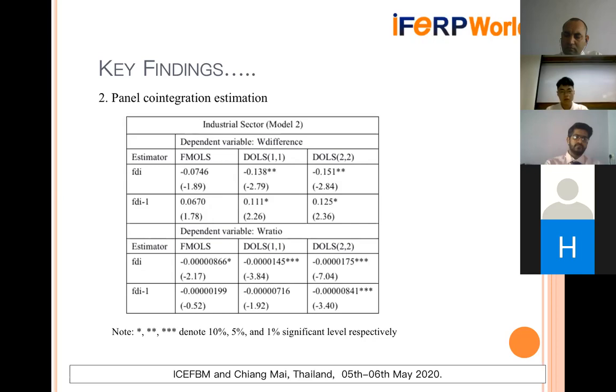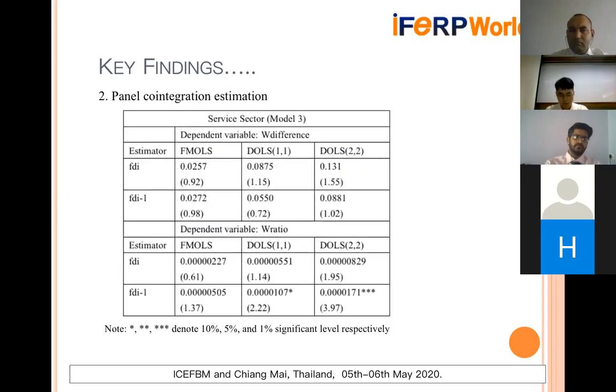While using the wage ratio as the dependent variable, both estimated coefficients of FDI and FDI minus 1 will be negative. The estimator for FDI will be strongly statistically significant at the 1% and 10% level. For the FDI minus 1, only DOLS22 will be statistically significant at the 1% level. So the results suggest that both FDI and FDI minus 1 are negative on the wage gap, but only the FDI variable was statistically significant.